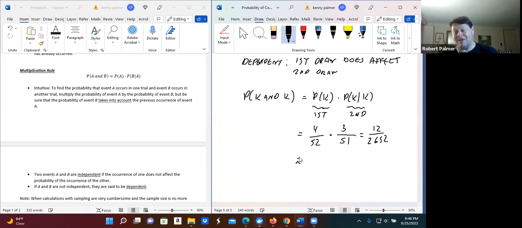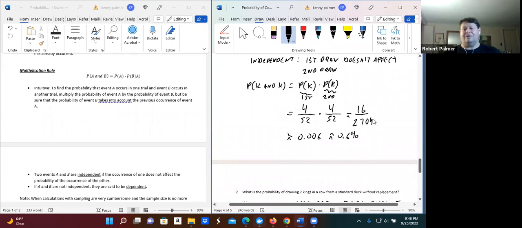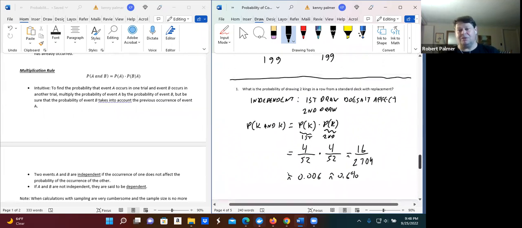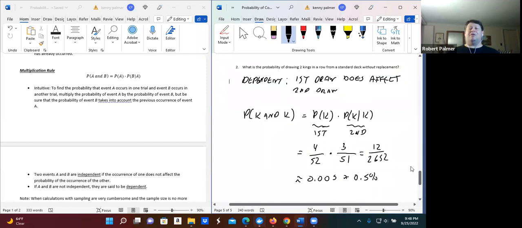2,652, and if I approximate that, we'll see how it compares. And this is also, I'll go to 3 decimal places as well. So about 0.005, which is about, once again, approximately 0.5%. So actually, your chances of drawing 2 kings in a row with replacement are slightly larger than drawing 2 kings in a row without replacement. That's the idea of without replacement and the idea of independent and dependent events.